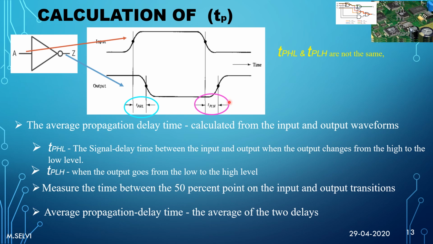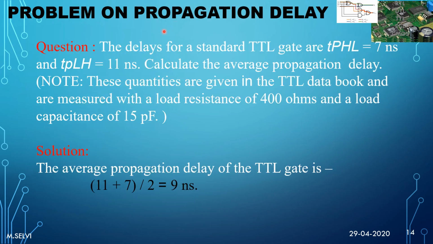These two time delays are not the same due to the loading effects of the input side and the output side. So let us see how this propagation delay is calculated. Again, for a standard TTL, from the data book, it is found that the time delay for a change from high to low is 7 nanosecond and the time delay for a change from low to high is 11 nanosecond. And these values are obtained from the TTL data book, which is measured with a load resistance of 400 ohms and a load capacitance of 50 picofarad.